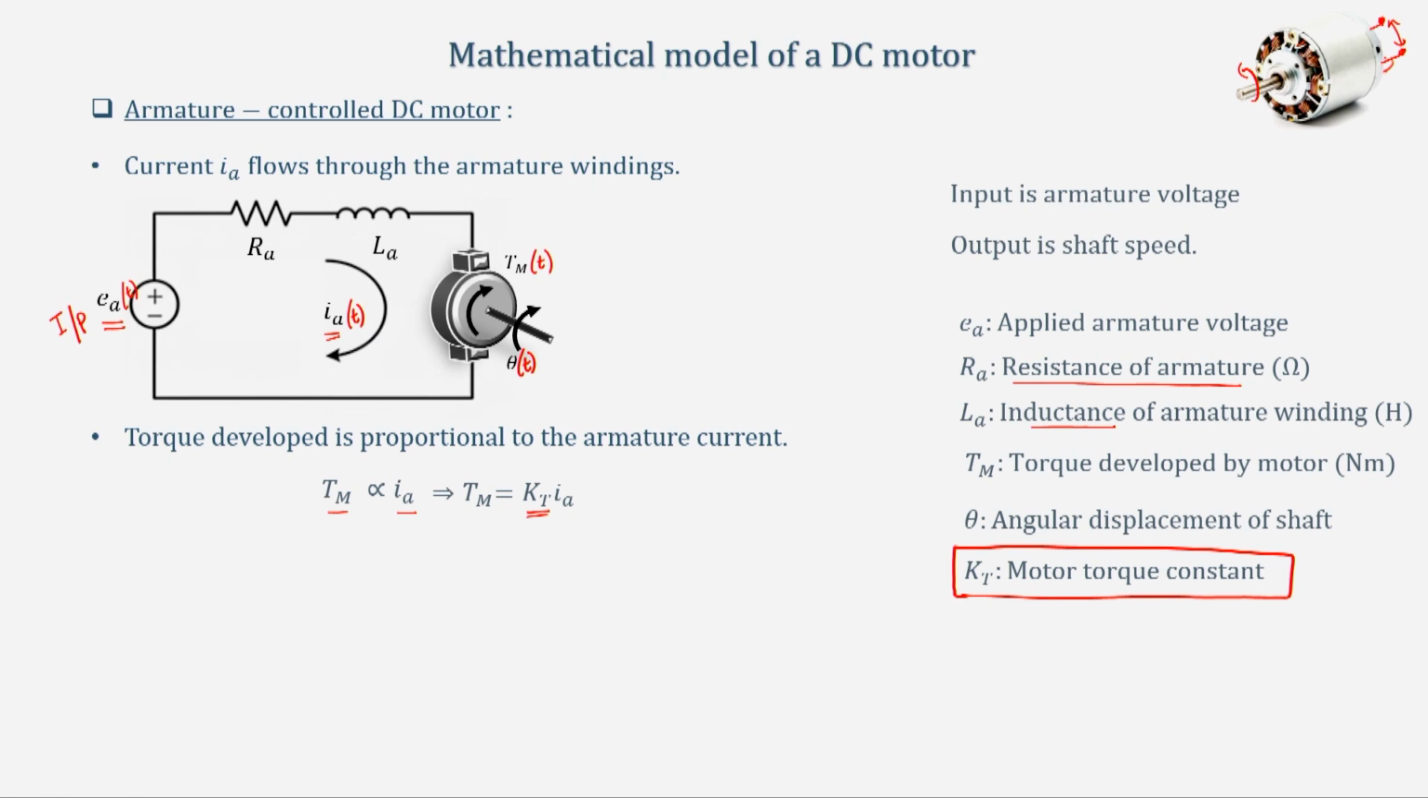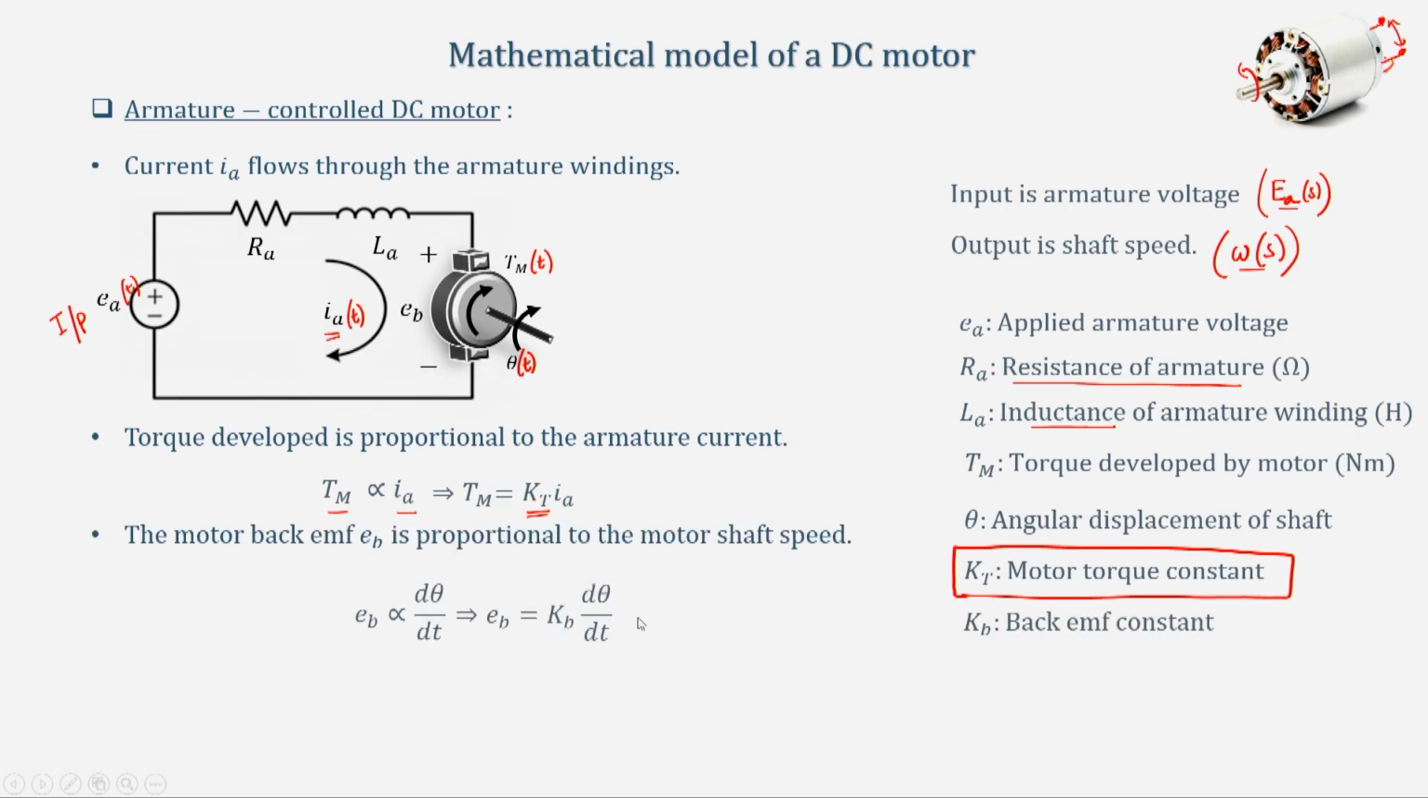Remember what we are trying to do now, we will try to find out the ratio of what? The output was shaft speed or rotor speed. So, let me call it omega(s), angular speed, omega(t) is the time domain, omega(s) the Laplace domain, and the armature voltage is Ea(s), the Laplace transform of this variable Ea(t). So, we want to find out the ratio of omega(s) by Ea(s). For that we need to find out the differential equation. The first equation that we get is Tm equal to Kt Ia.